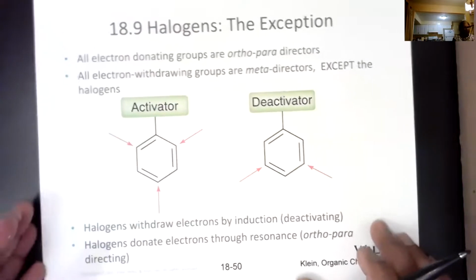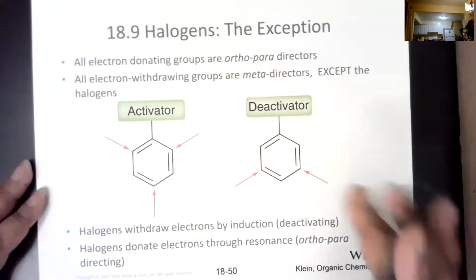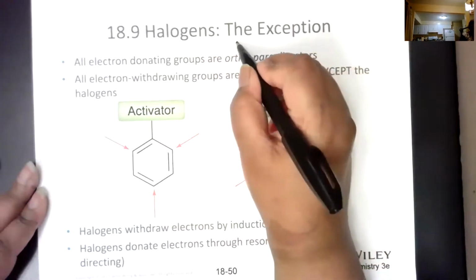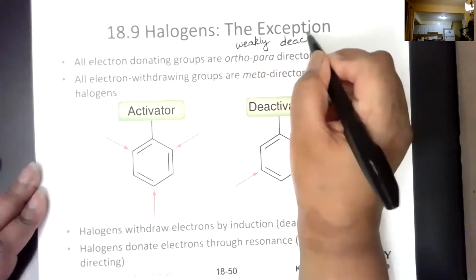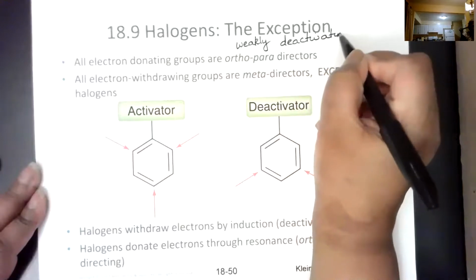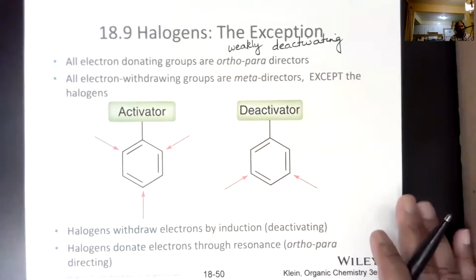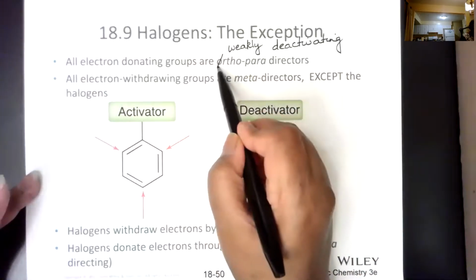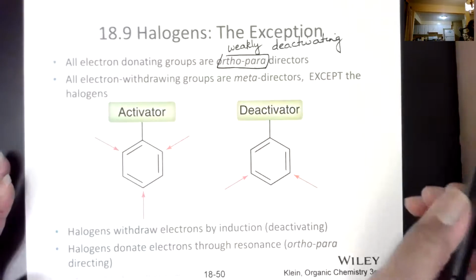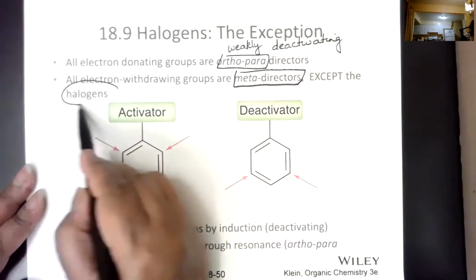Now, what about halogens? If you look at the Cl, the Br, the I usually, these are weakly deactivating. This is an exception. Usually deactivators are meta-directing. Electron donating groups are ortho-para directors. Electron withdrawing groups are meta-directors, except for halogens.